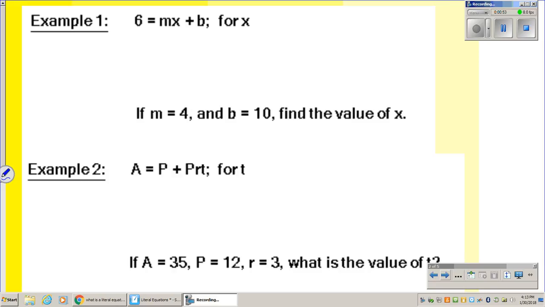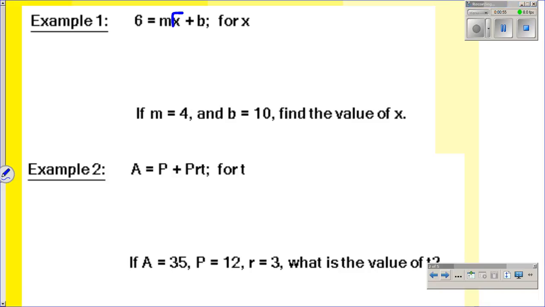So our goal is to get the x by itself. I like to box the variable that I'm solving for. And if you notice, the x does have a coefficient of m, and the b would be considered the constant because it's not with the other two variables. So our goal is going to be, first of all, to subtract b on both sides.